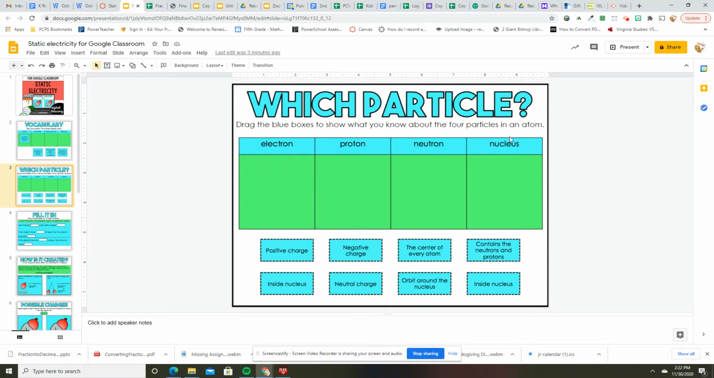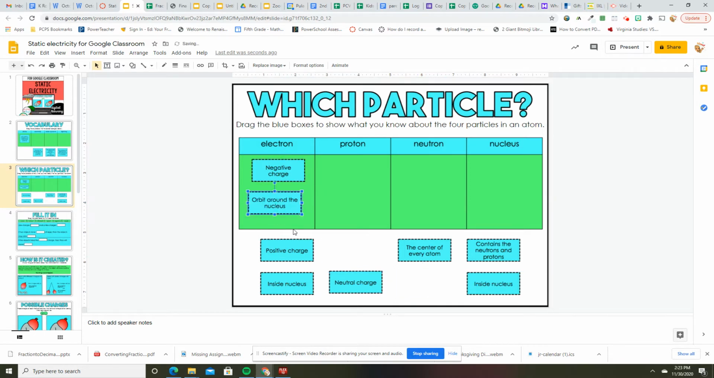Electron, proton, neutron, nucleus. So electron, it has a negative charge. No, a neutral charge. No, it has a negative charge. Get that right. Okay, it has a negative charge. And it also orbits around the nucleus.